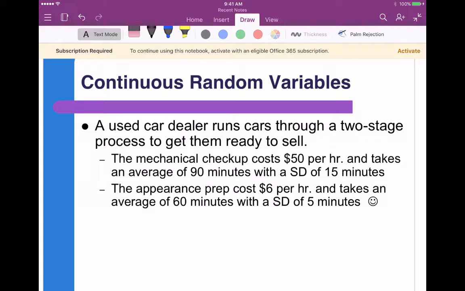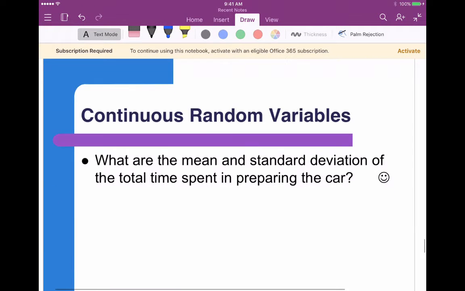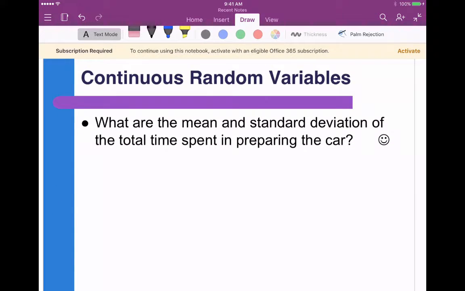Let's look at an example of continuous random variables. A used car dealer runs cars through a two-stage process to get them ready to sell. The mechanical checkup costs $50 per hour and takes an average of 90 minutes, with a standard deviation of 15 minutes. The appearance prep costs $6 per hour and takes an average of 60 minutes, with a standard deviation of 5 minutes. We're going to use this scenario to answer a couple of different questions. The first one is that we want to know what are the mean and standard deviation of the total time spent in preparing the car.